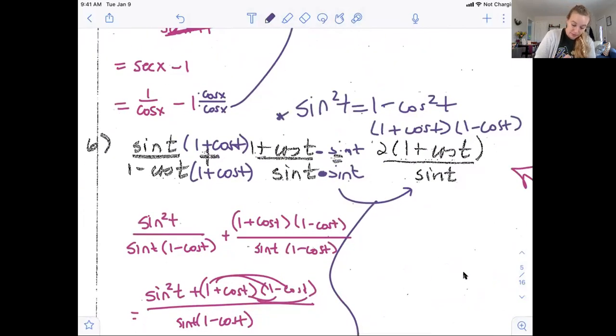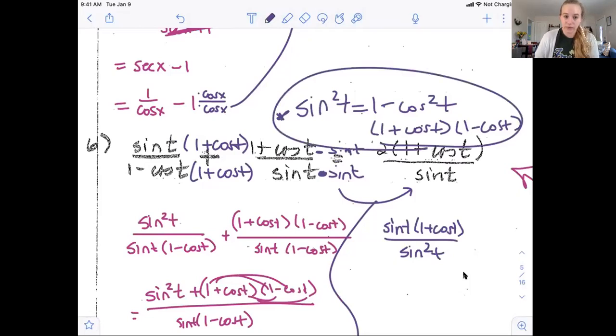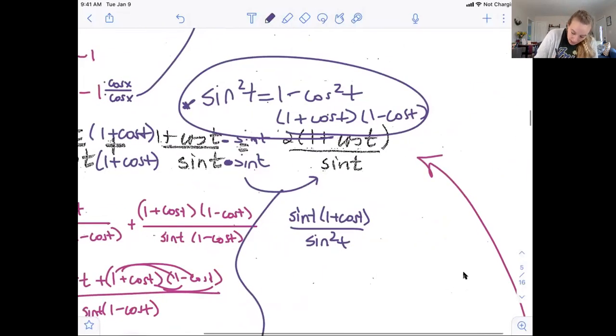So use this kind of math right here. I'm going to get sine times 1 plus cosine on top of the first one, and I'm going to get sine squared on the bottom of the first one. Again, use my work right here to remind yourself of that. I'm going to have sine times 1 plus cosine again on top on the second one, and sine squared on the bottom on the second one.